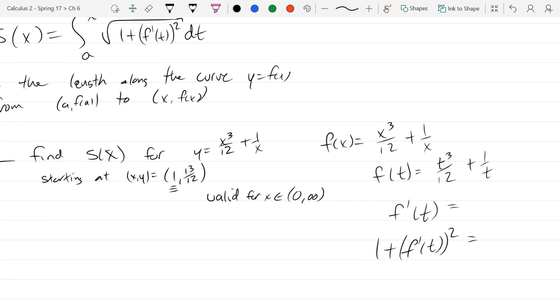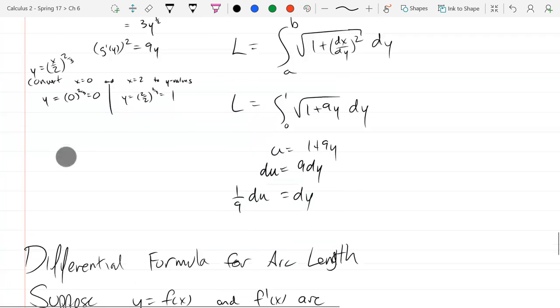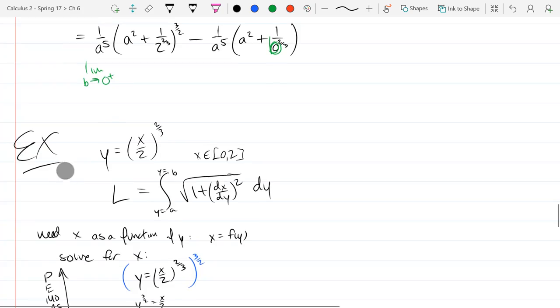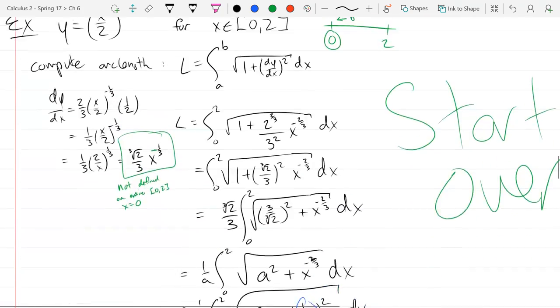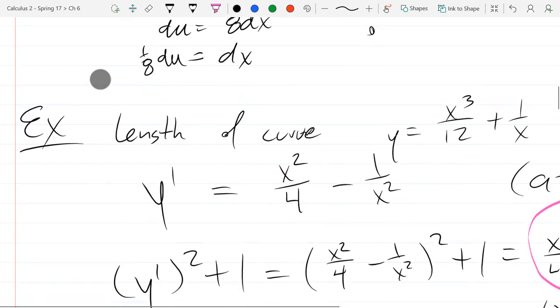This is the same function as before, though. So I can use my calculations from before. I could recompute all this stuff, or I can just scroll up and see what I got last time. So let's go up and make sure we get the right example. This is the x cubed over 12 plus 1 over x. Here we go.